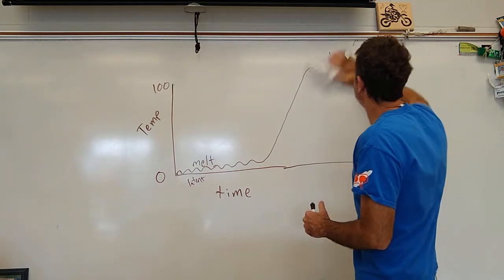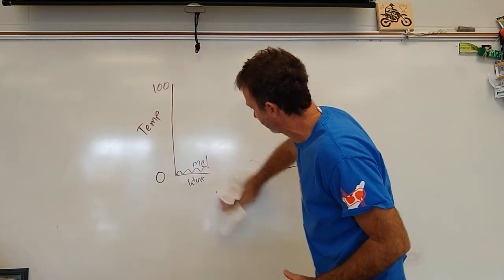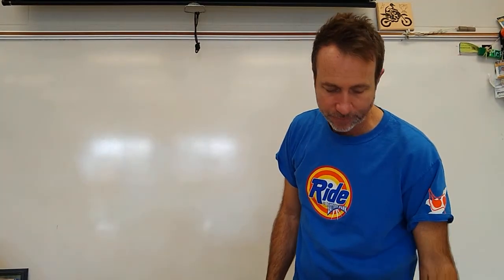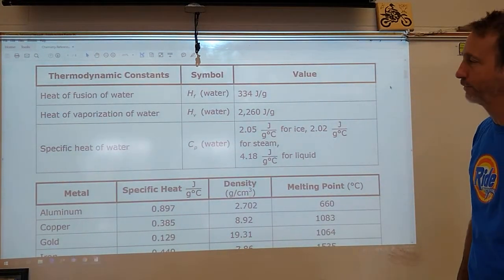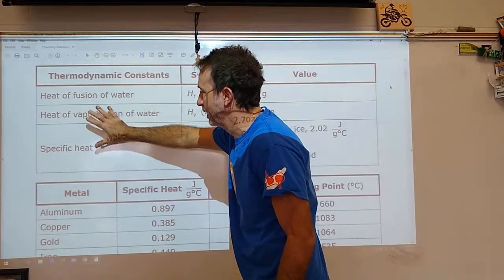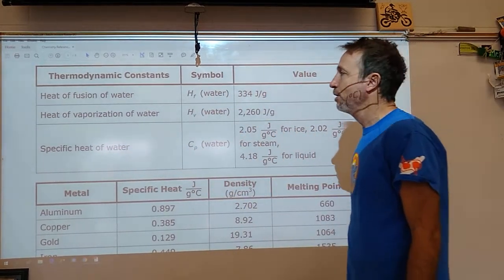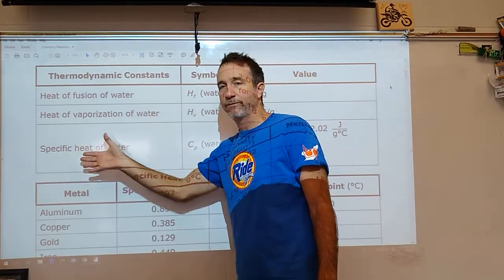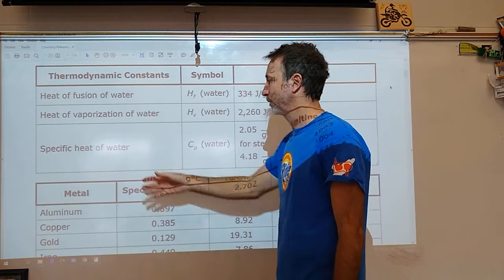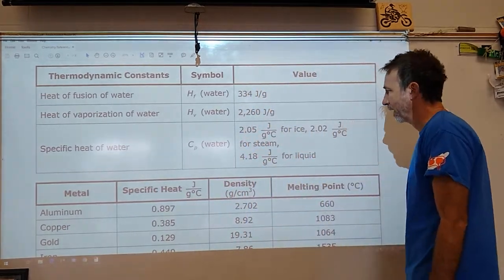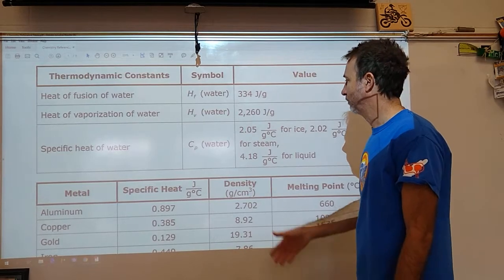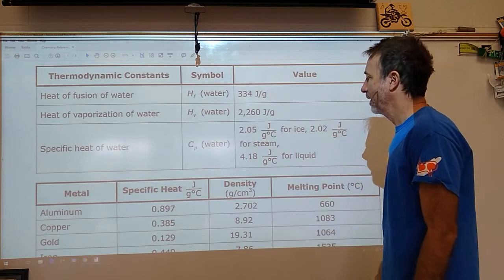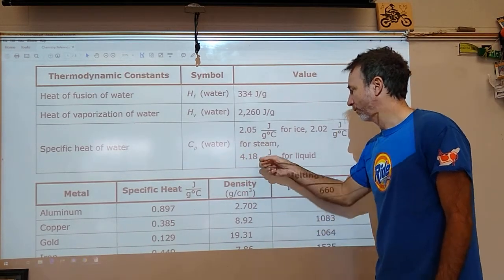And you can make a really good prediction just by looking at your tables. Page 1 of the North Carolina Chemistry Reference Tables has a lot of information about water right here in the middle. We have a term called the heat of fusion, another term called the heat of vaporization. We also have the specific heat of water as ice, the specific heat of water as steam, and the specific heat, which is really high, for water as a liquid.